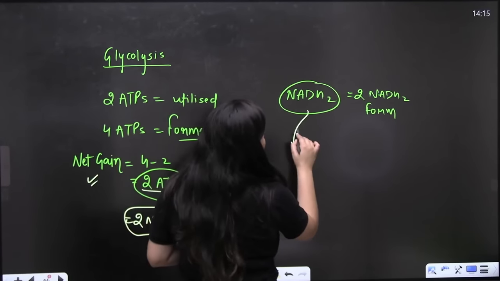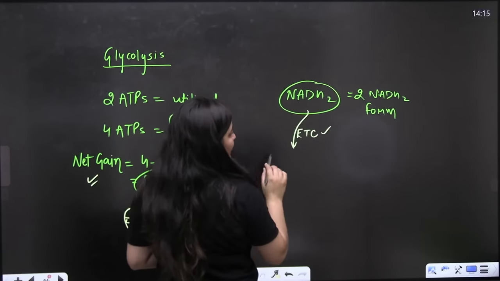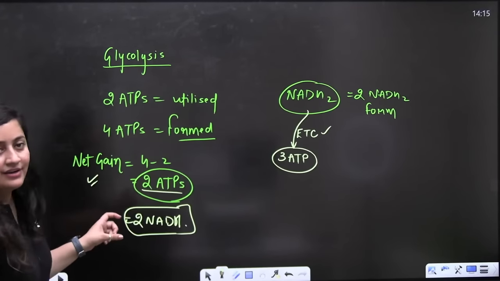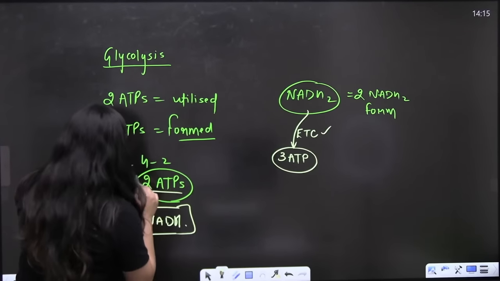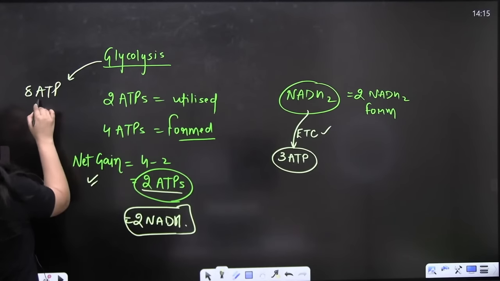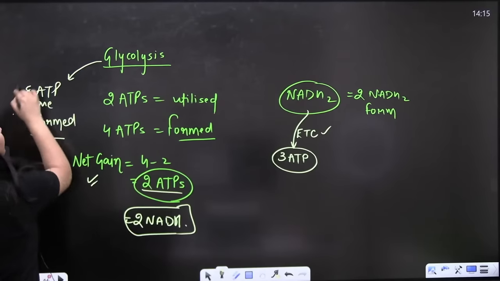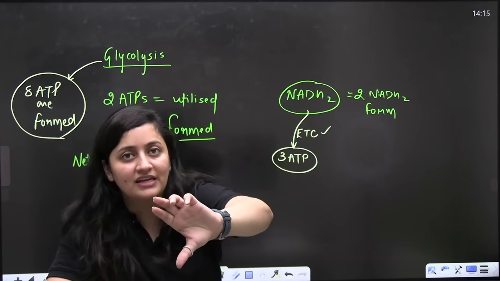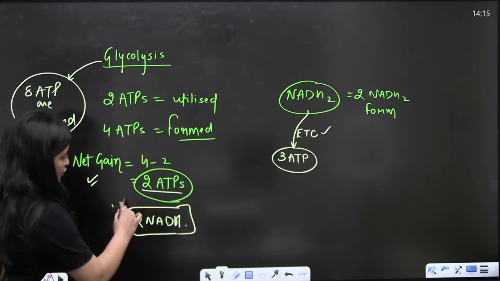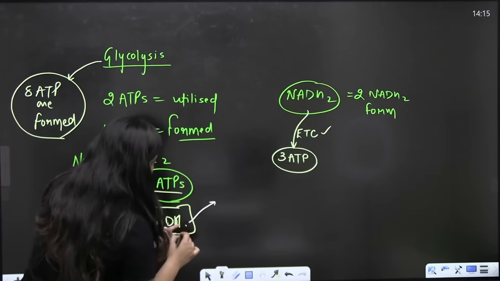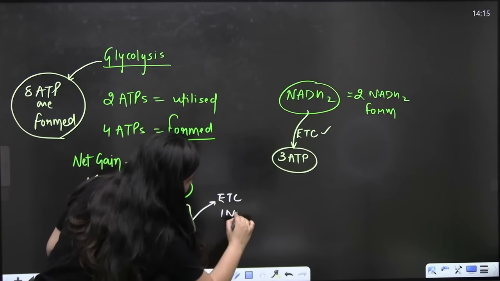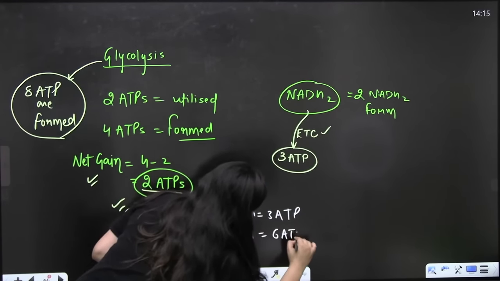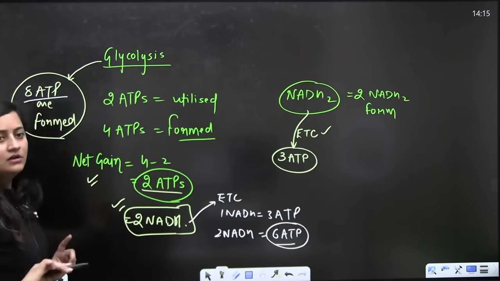So finally, this NADH2, bache, when it goes for aerobic respiration, when it goes for the ETC, it will form 3 ATP. That is why we mention that from glycolysis, total 8 ATP are formed. Let me tell you how. In the paper, we used to solve this: tell me the total number of ATPs formed just after glycolysis. Just after glycolysis, it will be 2 ATPs and 2 NADH2. But when NADH2 goes for ETC, because 1 NADH forms 3 ATP, 2 NADH will give us 6 ATP. So 6 plus 2, total 8.